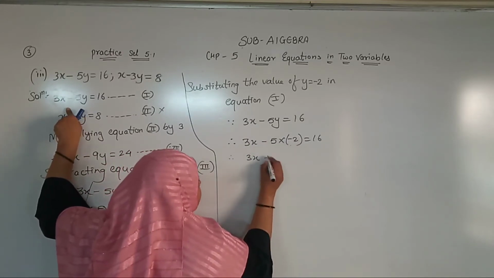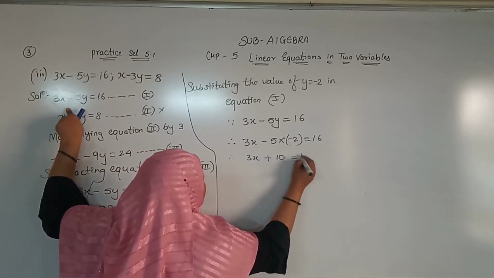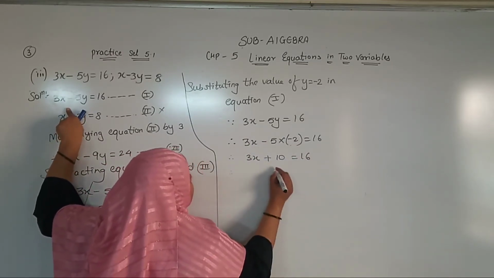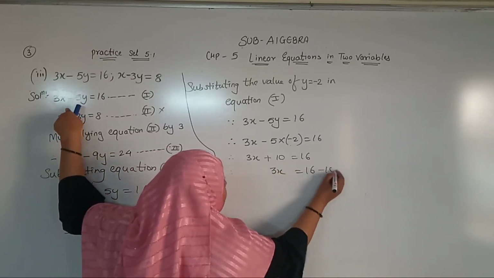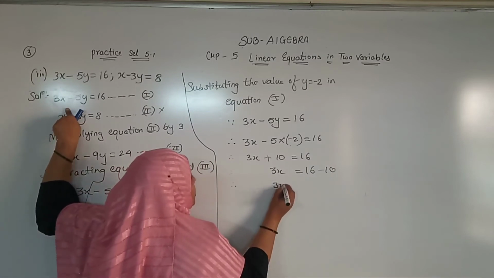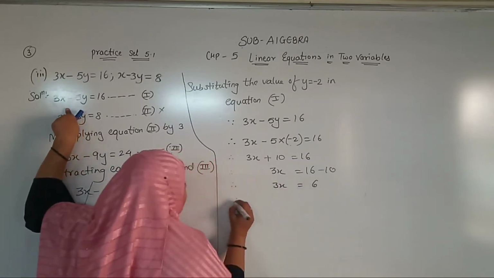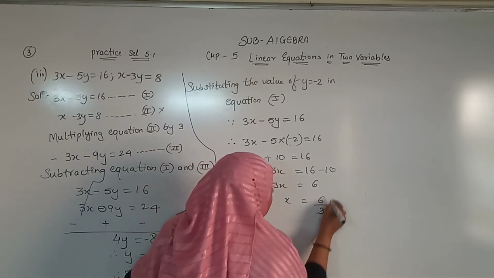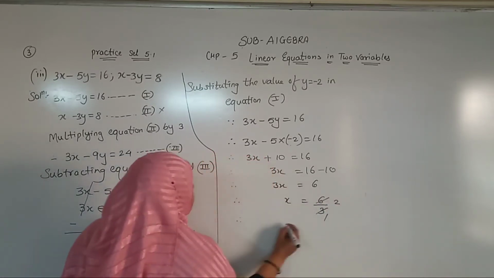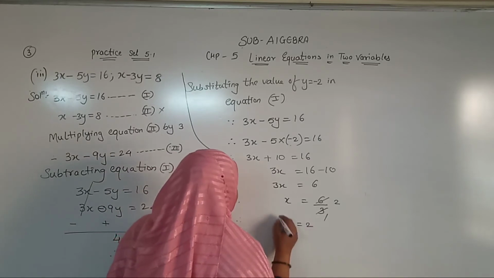3x plus 5 twos are 10 equals 16. So I will take 3x here only. 16 minus 10, the plus 10 became minus 10. So therefore 3x equals 6. So x equals 6 upon 3. 3 ones are 3, 3 twos are 6. So therefore x equals 2.